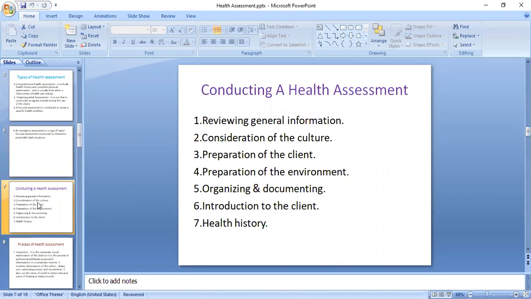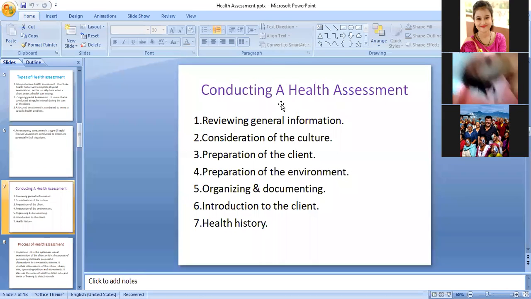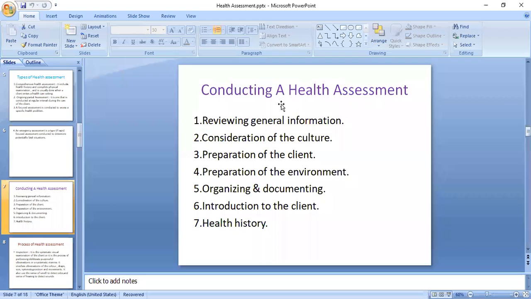So now, conducting a health assessment. For conduction of health assessment, we have to start by reviewing general information. Reviewing general information means we have to collect all the information from the client. I have already explained in health history that we have to collect the name, the chief complaints, history of present illness, past illness. So all this information we have to collect.